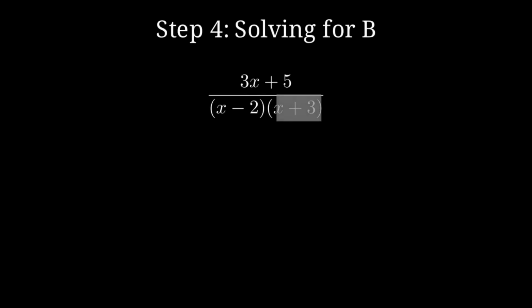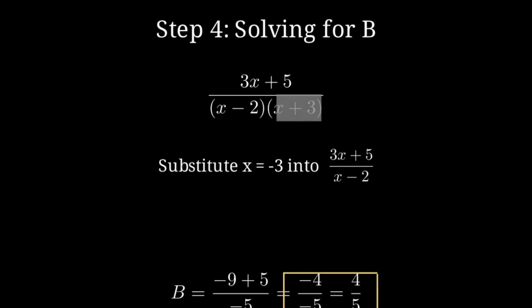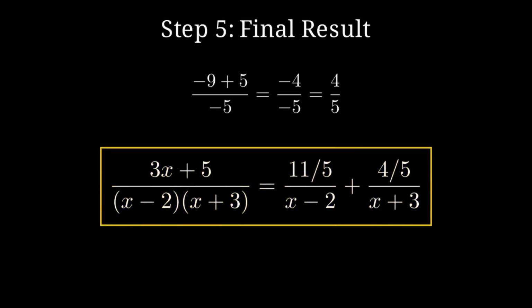Cover x plus 3 and substitute its root, -3, into the remaining part of the fraction. This will give us our second constant, b. Simplifying the result gives us 4/5 for constant b. We now have our complete decomposition. The original complex fraction has been successfully broken down into two simple, integrable terms.